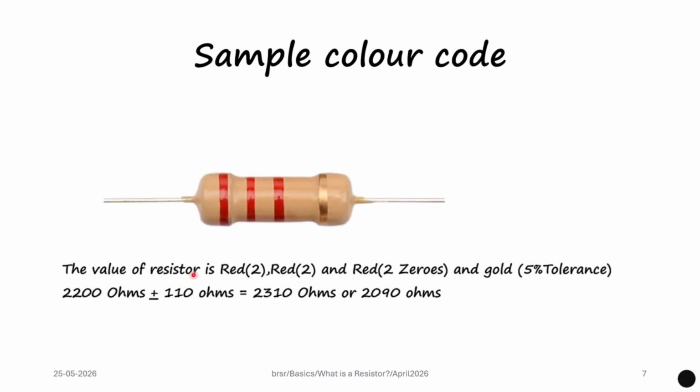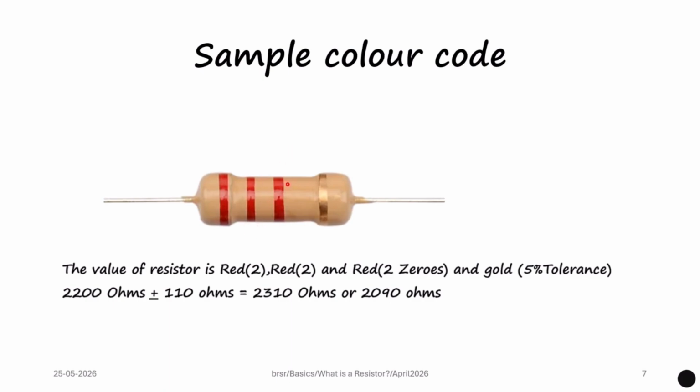Let us understand the color coding using a sample resistor. Now let us see that this resistor has got 3 red bands and 1 golden band. This means that the first band represents the first digit. Red being 2, the value for red is 2. The first digit is 2. The second band is also red. So the second digit is also 2.